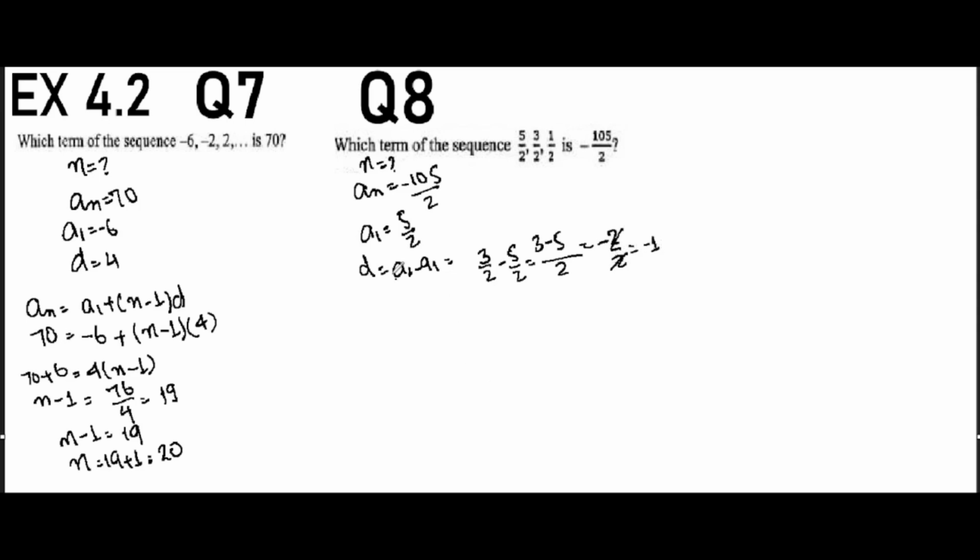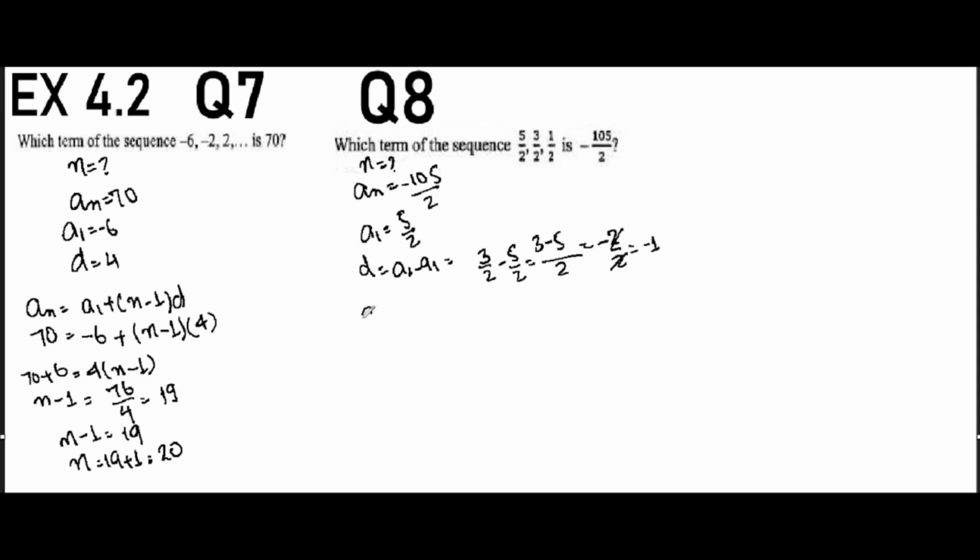Which term of the sequence 5/2, 3/2, 1/2 is -105/2? Again, it's similar to this one. We have to find n, and we are given the nth term which is -105/2. We have the first term which is 5/2. We have the difference which is a2 minus a1, equal to 3/2 minus 5/2. Taking 2 as LCM, 3 minus 5 equals -2 by 2 equals -1. So the common difference is -1. This is the first term, this is the nth term.